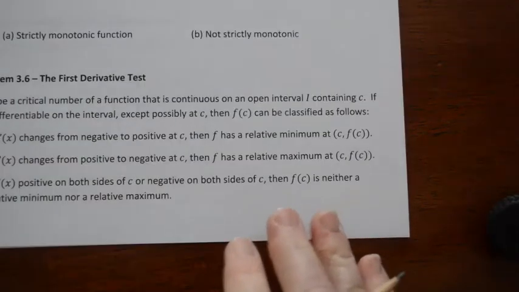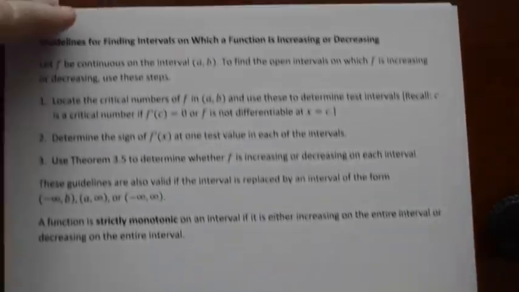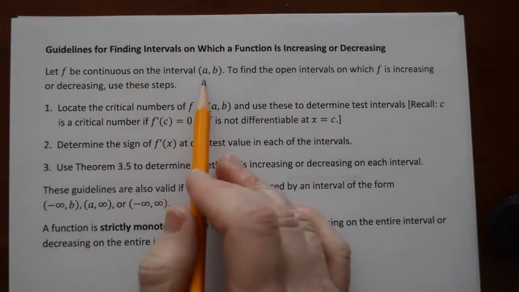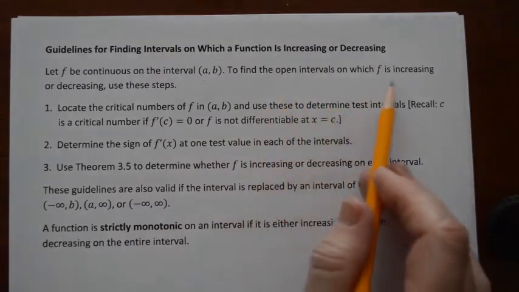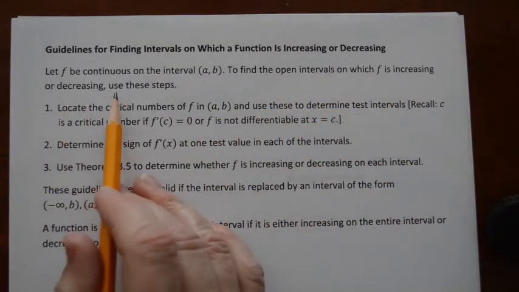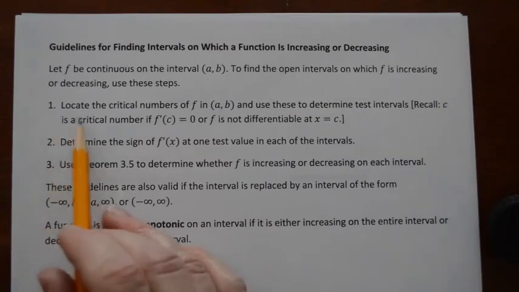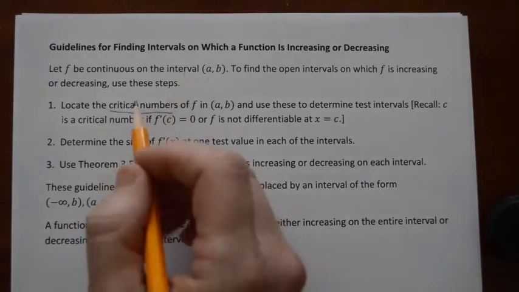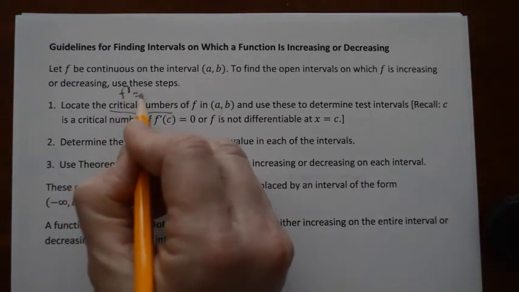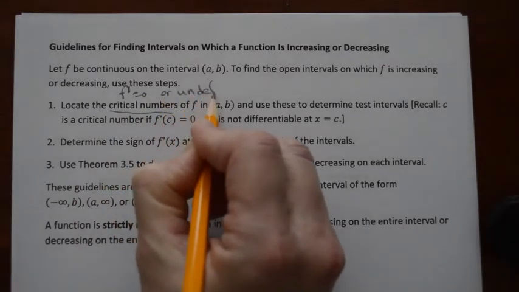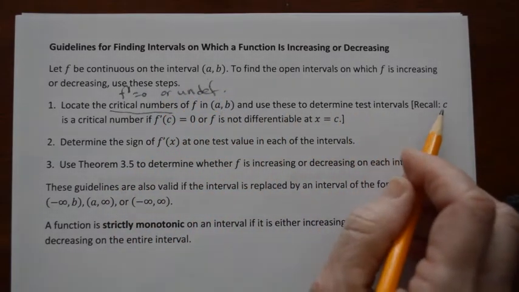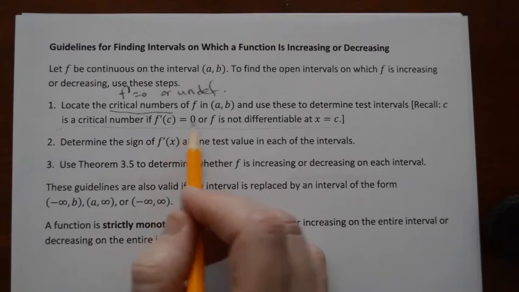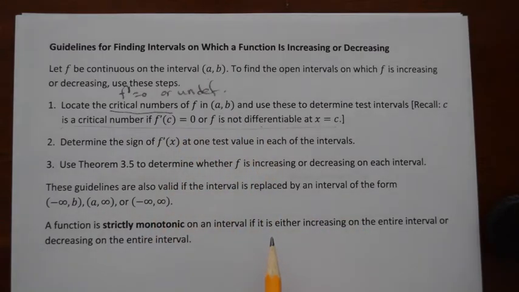Okay, next page. All right, so this is just going to summarize the steps that we went through in the last problem there. So if f is continuous on the open interval (a, b), to find the open intervals on which f is increasing or decreasing, use these steps. And again, this is exactly what we did. Find the critical numbers in that interval. Right, again, critical numbers, remember those are where the derivative is 0, f prime equals 0, or it's undefined. Use these to determine the test intervals. Recall that its derivative is 0 or it's not differentiable at that point.